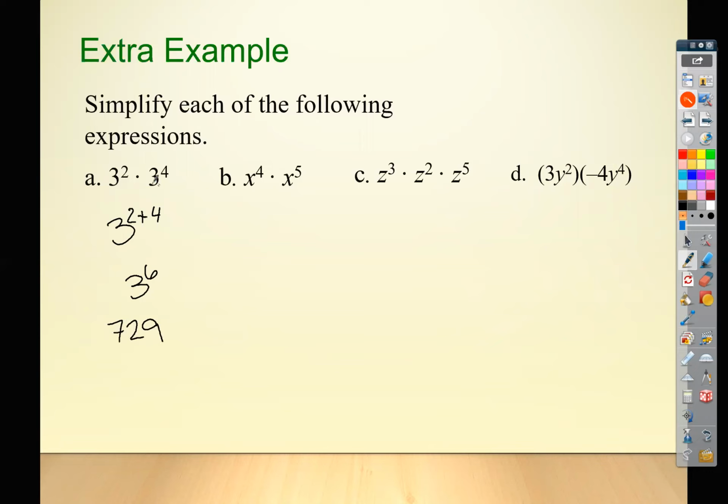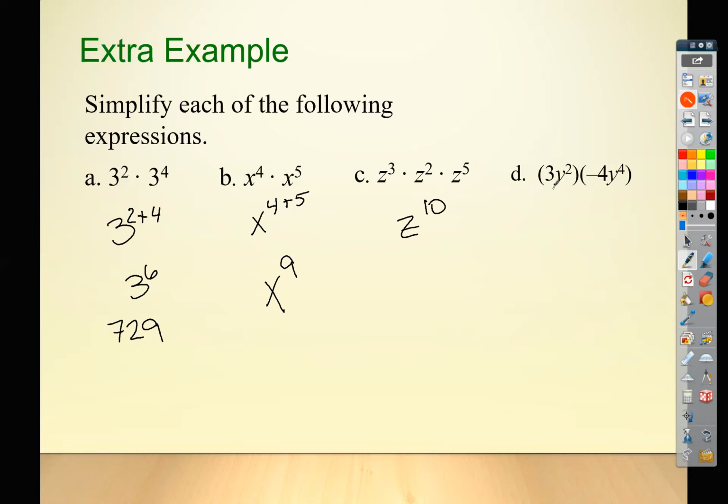Notice I did not say 3 times 3 is 9. I kept my base the same, and I just added my exponents. So when you are multiplying with exponents, you have to have the same base in order to combine those. So this would be 4 plus 5, so x to the 9th. How many z's do I have all together? Remember, because I'm adding my exponents, so 3 plus 2 is 5, plus 5 is 10.